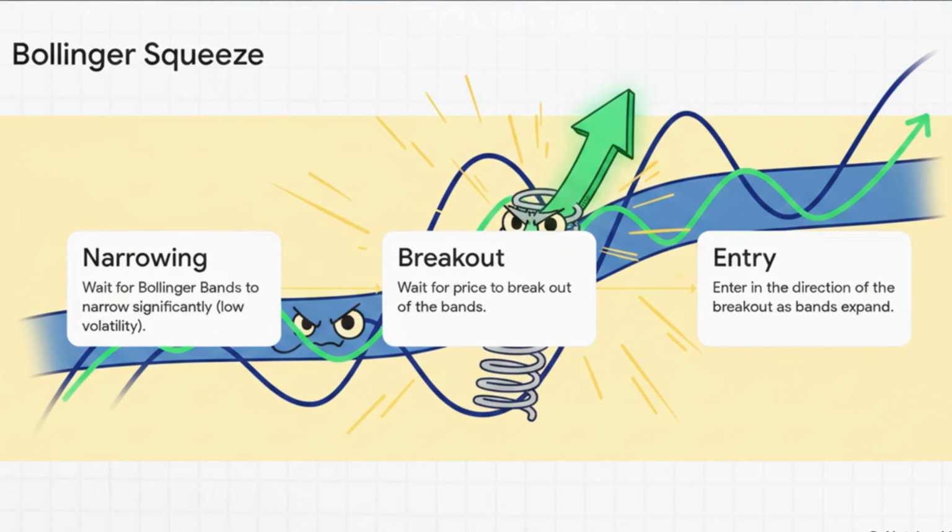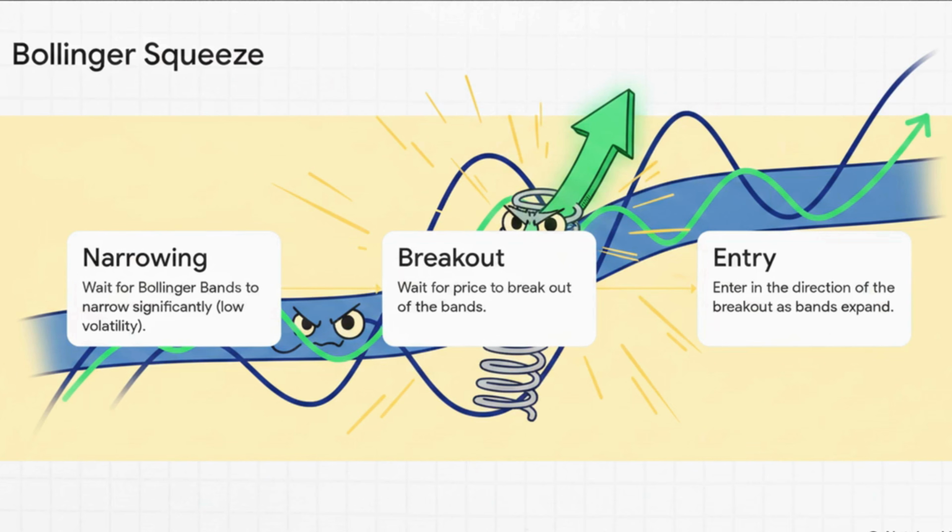So what about volatility? For that, we use Bollinger Bands. Bollinger Bands basically measure the standard deviation of price. But the most powerful setup here is something called the Bollinger Squeeze. Step 1, you wait for the bands to narrow significantly. This indicates very low volatility. The market is basically coiling up like a spring.